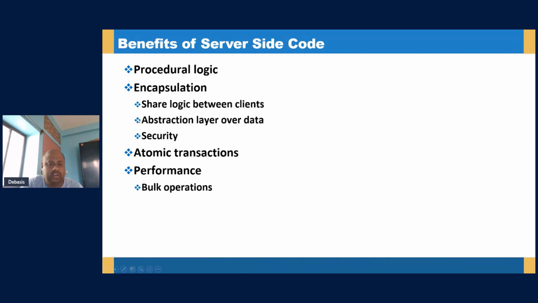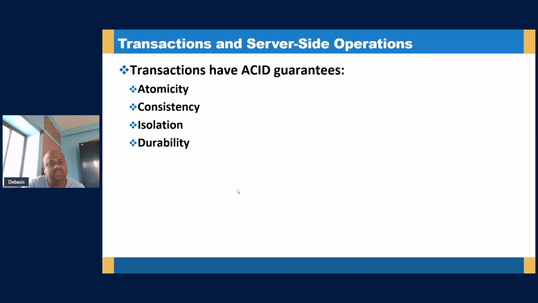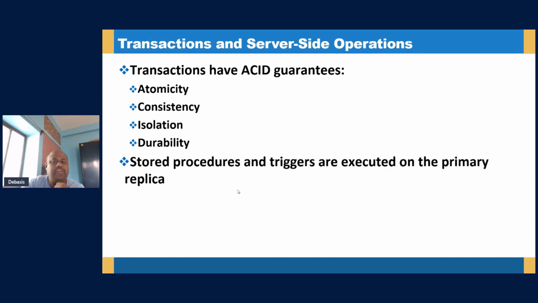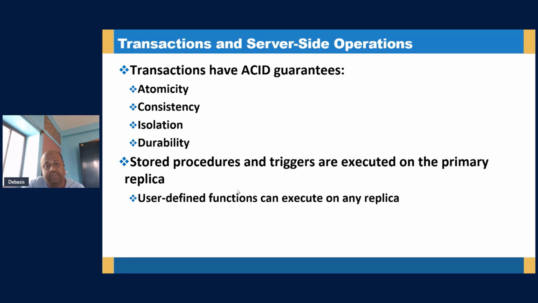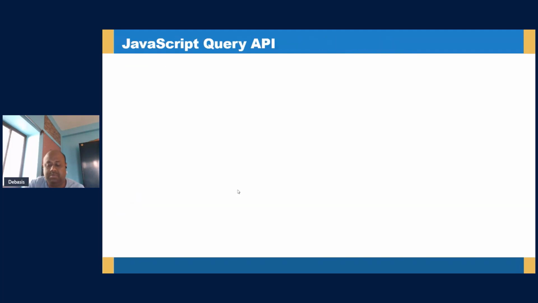And also the performance, obviously. Performance is one of the major parts of Cosmos DB operations. Cosmos DB follows transactions based on ACID guarantees: atomicity, consistency, isolation, and durability. Stored procedures and triggers are executed on the primary replica and cannot be replicated to the secondary replica, but user-defined functions can be defined on any replica. If we implement a replica set or replications in Cosmos DB, then this concept disappears. And transactions are limited to a single partition, not multiple.